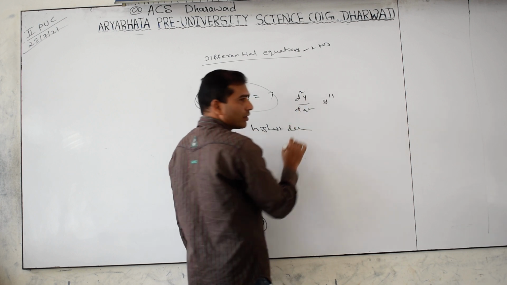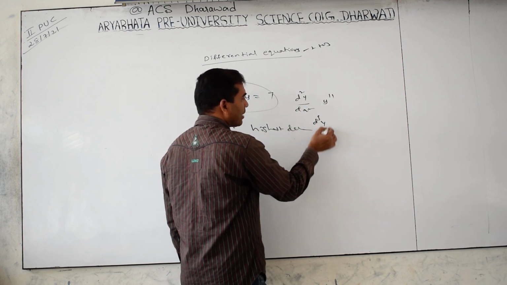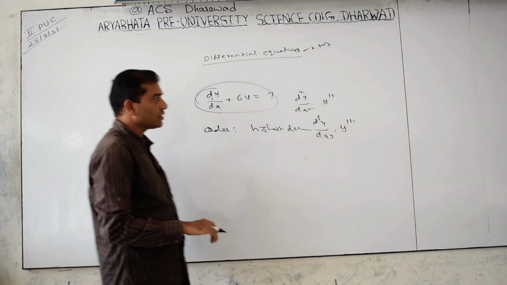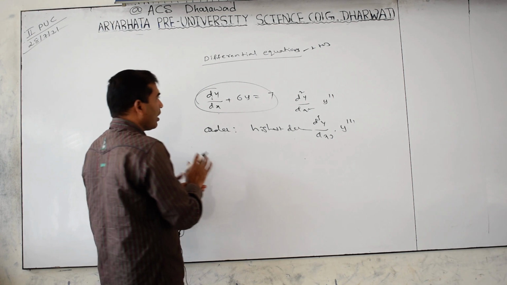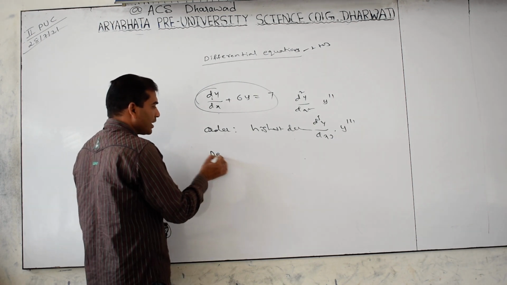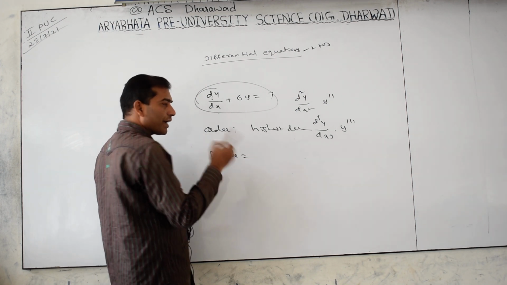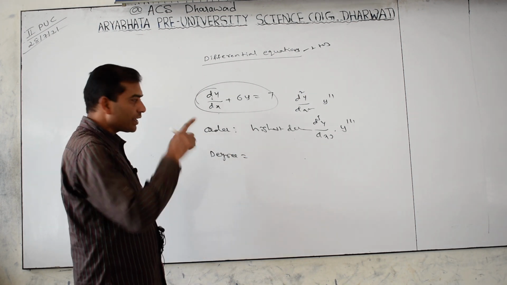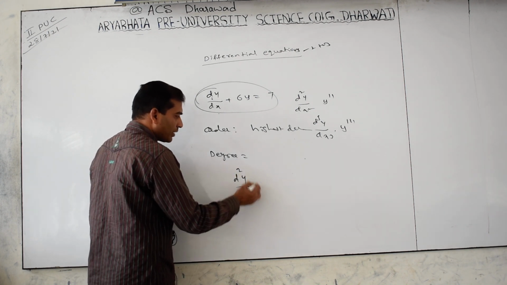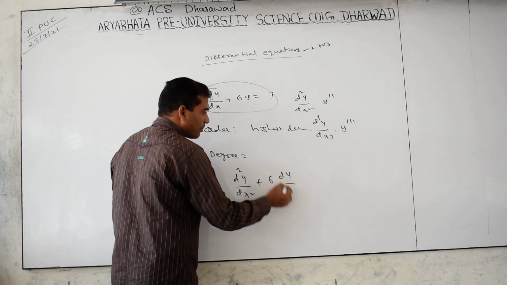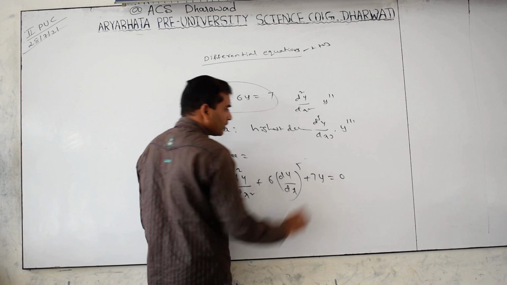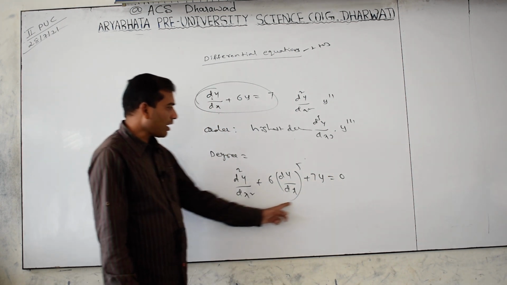It is denoted by y double dash. d cube y by dx cube is third derivative. It is denoted by y triple dash, and so on. Order means highest derivative of the differential equation. Next, degree. Degree means highest power of highest order. For example, d square y by dx square plus 6 into dy by dx whole power 5 plus 7y equal to 0.